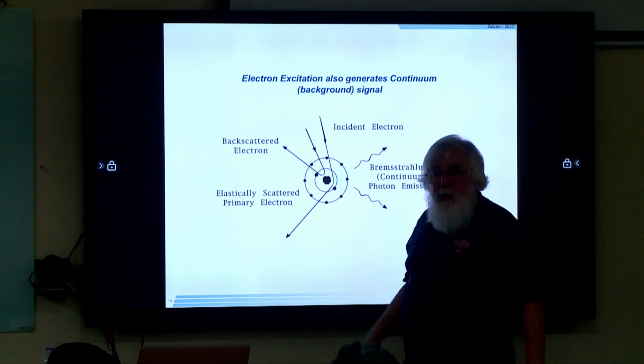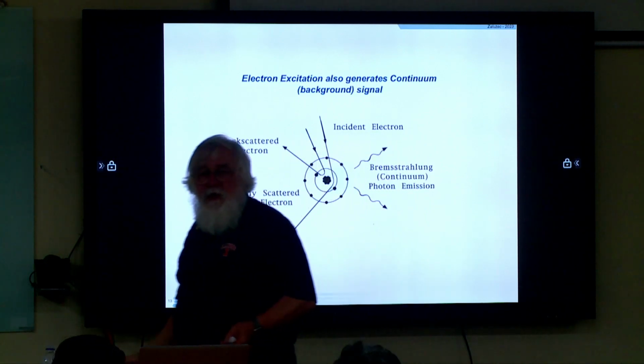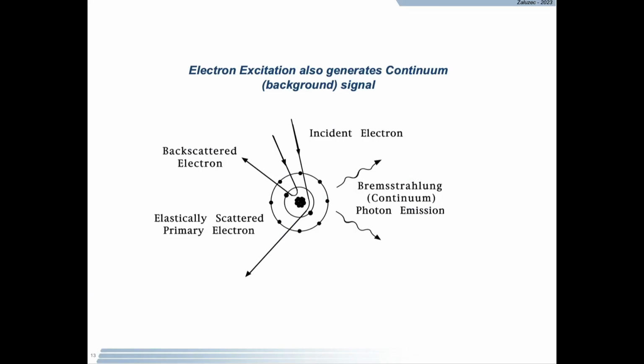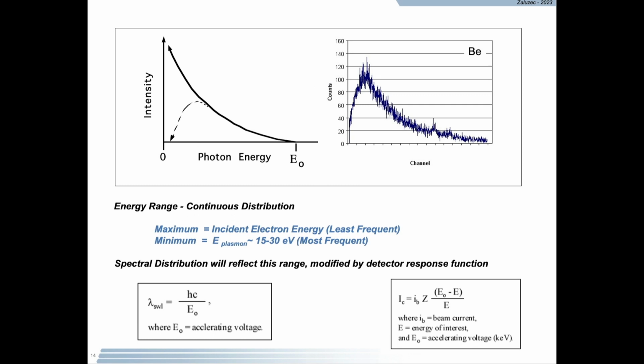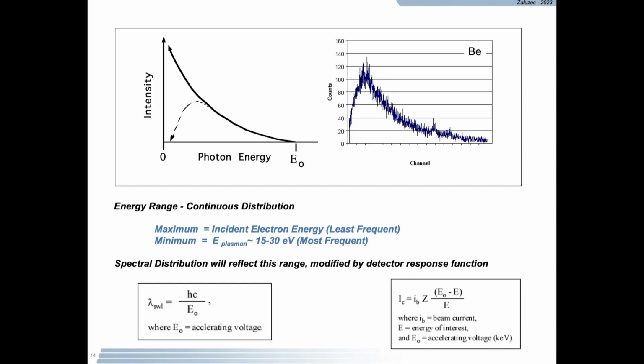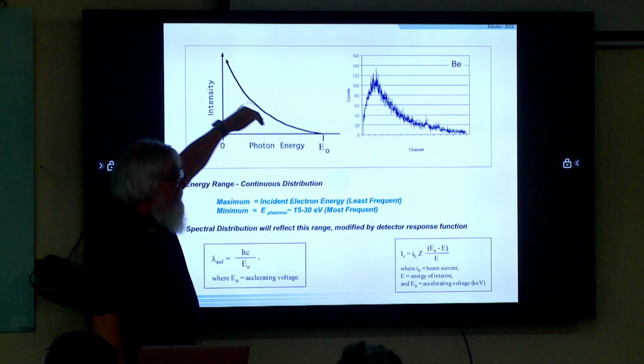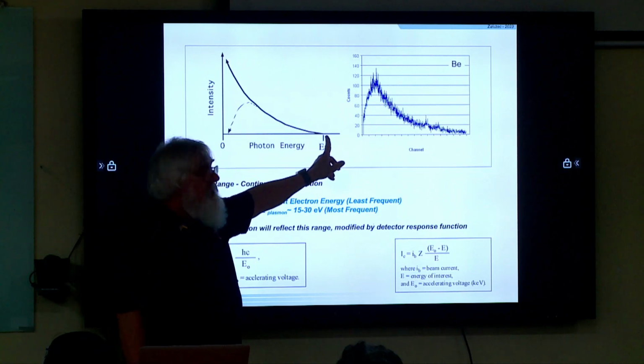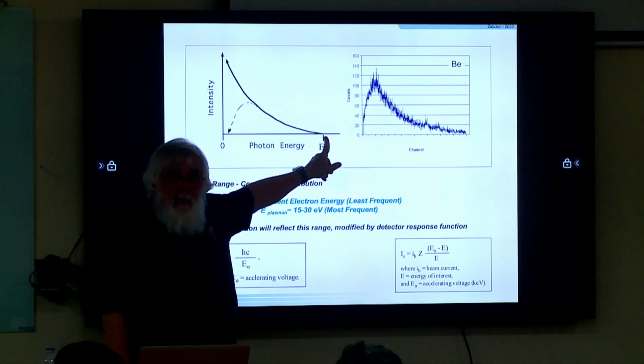This Bremsstrahlung radiation is the same thing that's generated in the synchrotron when the electron beam goes around. That background shape is very characteristic. And I want you to remember this, because when you're in a lab, looking at the background, you can tell if everything's working right or not. So first of all, that background will be a continuously decreasing intensity. It'll stop at the energy of the electron beam.